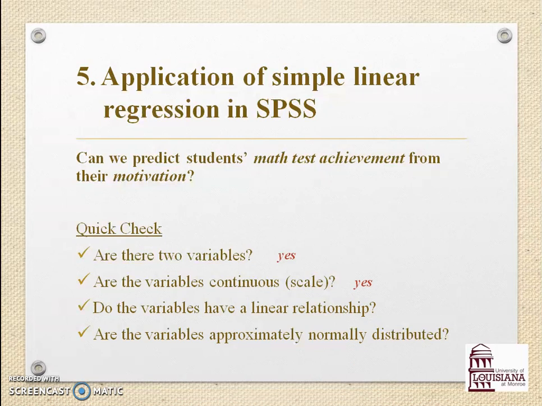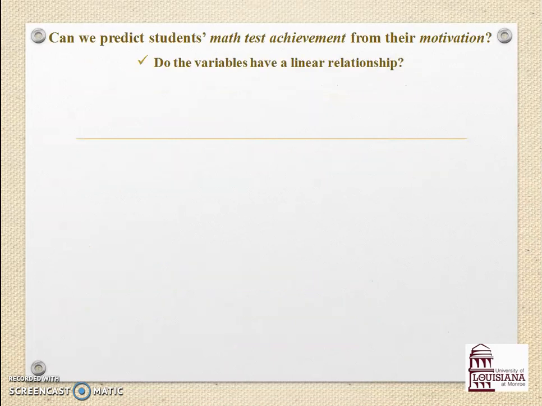If you look at the HSB dataset, you will see that both of these variables are marked scale. Next, do the variables have a linear relationship, and are the variables approximately normally distributed? Well, to answer these last two questions, we'll have to use SPSS to help us determine this. So to determine whether the assumption of linearity is fulfilled, I will generate a scatter plot.